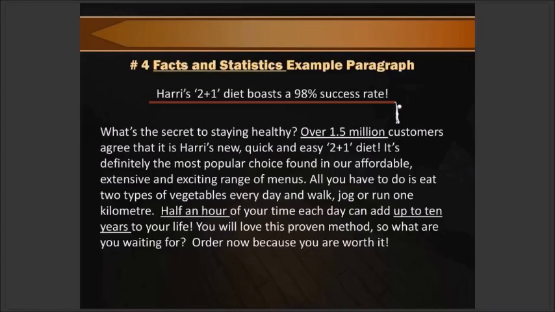Now, if you think back to the very first persuasive one that I read to you, it was not very persuasive at all. Okay? Being healthy is important. The 2+1 diet is found in our range of menus. Eat 2 types of vegetables every day and walk 1 kilometre. It's a good method. Order now. That was not persuasive, and yet that is what we see again and again submitted by students. We don't want to see that.